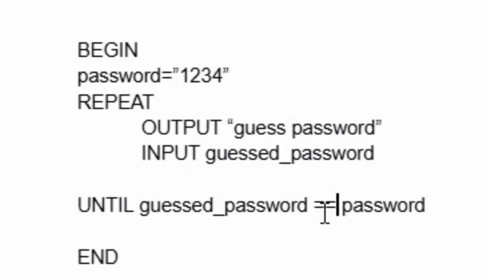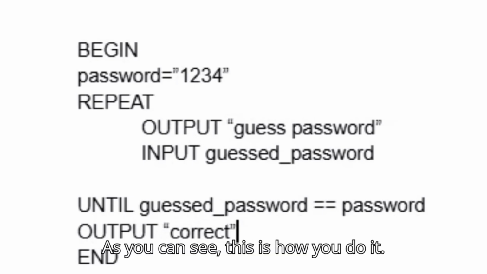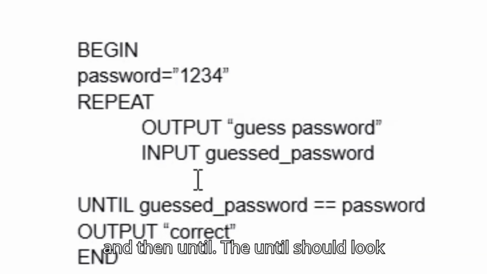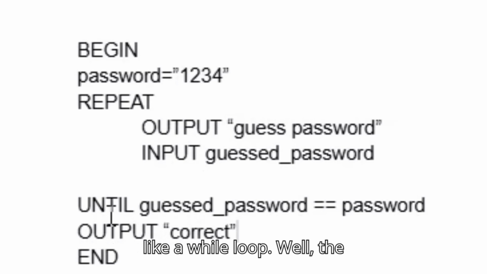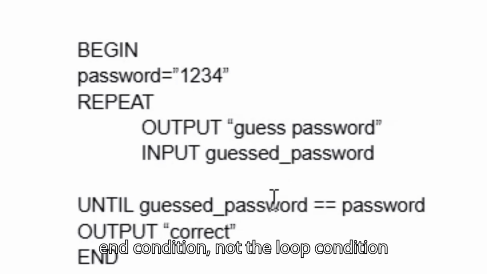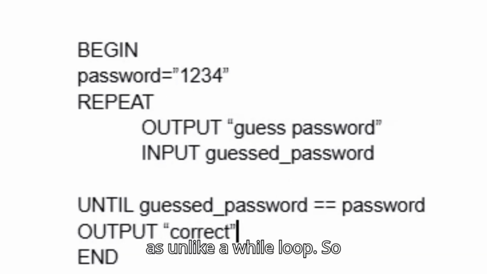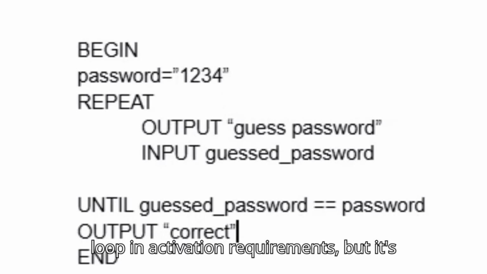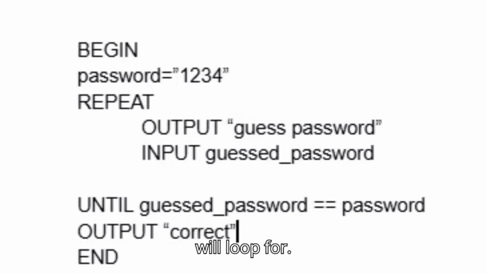Then you have whatever statement after that. You just say output correct. As you can see, this is how you do it. You have your example, then repeat, and then until. The until should look like a while loop. Well, the inverse of a while loop, as that's the end condition, not the loop condition, as unlike a while loop. So yeah, it's essentially an inverse while loop in activation requirements, but it's similar to a while loop in how long it will loop for.